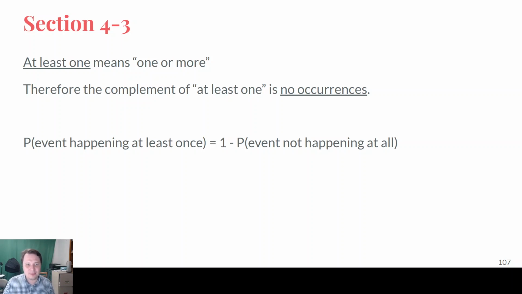Okay, everybody, let's wrap up Chapter 4 with Section 4.3. There's really only two ideas in Chapter 4.3 that we need to talk about. The first one is this "at least one" question, and the second one is conditional probability. So we're going to expand on this "at least one" idea in Chapter 5.